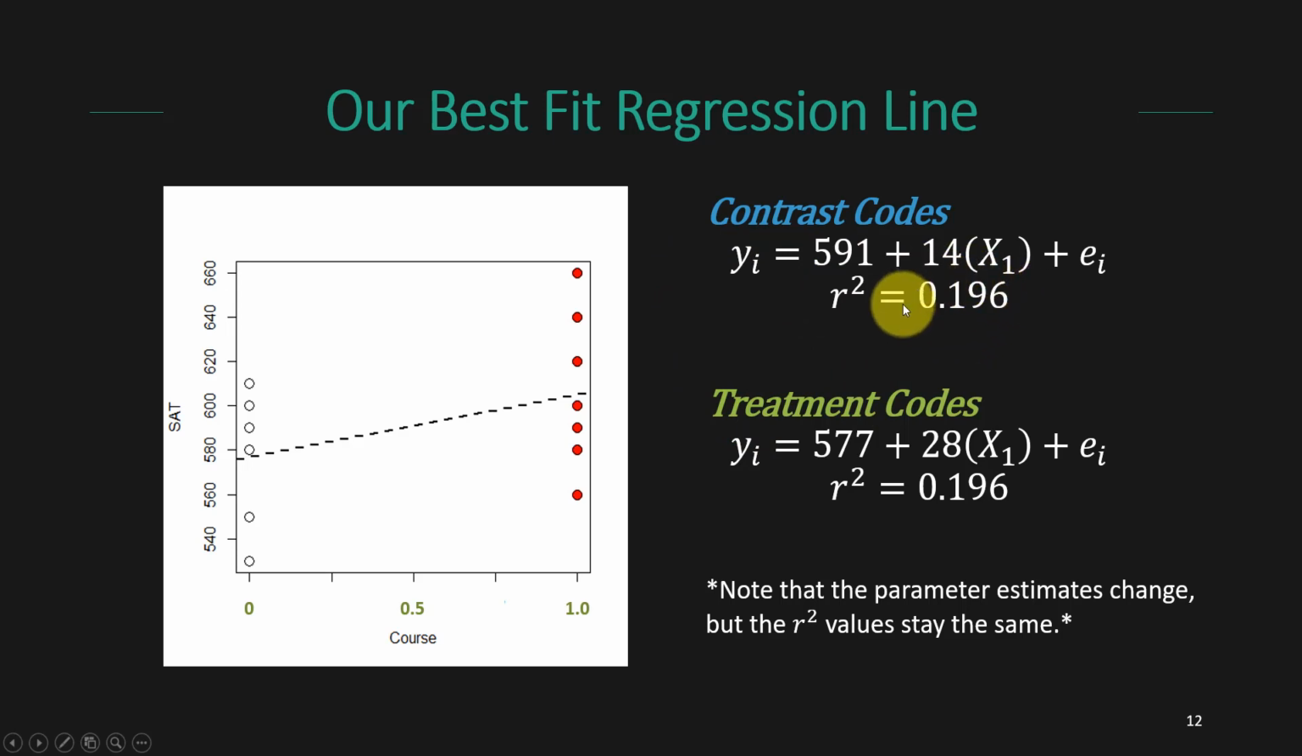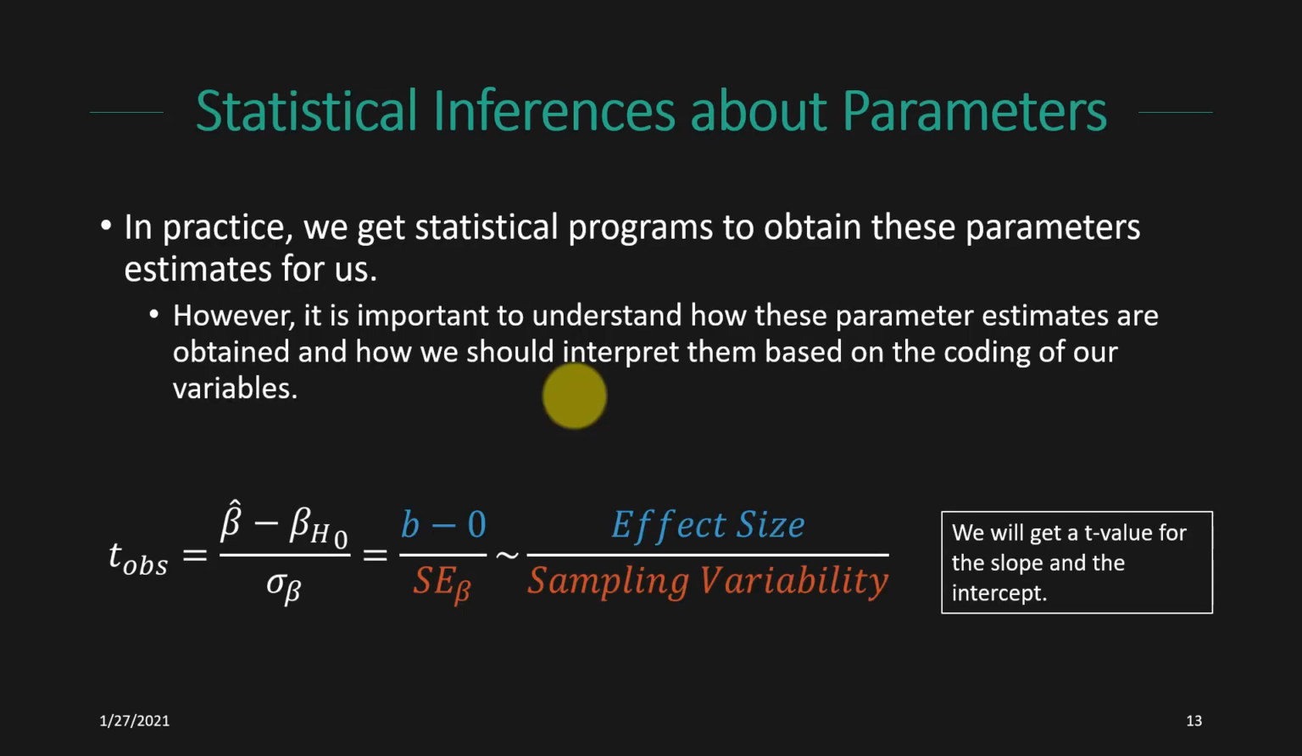So the R-squared statistic is exactly the same between these two models, because ultimately, this regression line is reducing the sum of squared errors by the same degree. So once we have those parameters, and in practice, we're not going to calculate these things by hand, we're going to get them from a statistical program, we can actually make some inferences about their statistical significance, or how likely is it to observe that parameter under the null hypothesis?